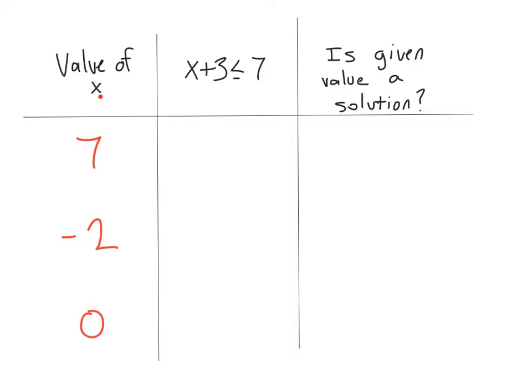We're going to call x 7, then -2, and then 0. And what we're going to do is plug them into this equation each different time, and we're going to say, is it a solution? Okay, remember, a solution produces a true statement. So let's see, x plus 3 less than or equal to 7.